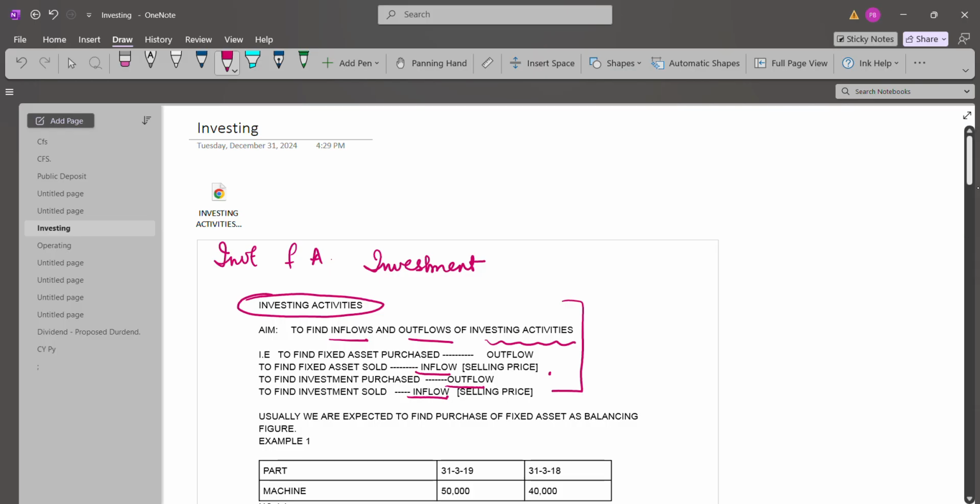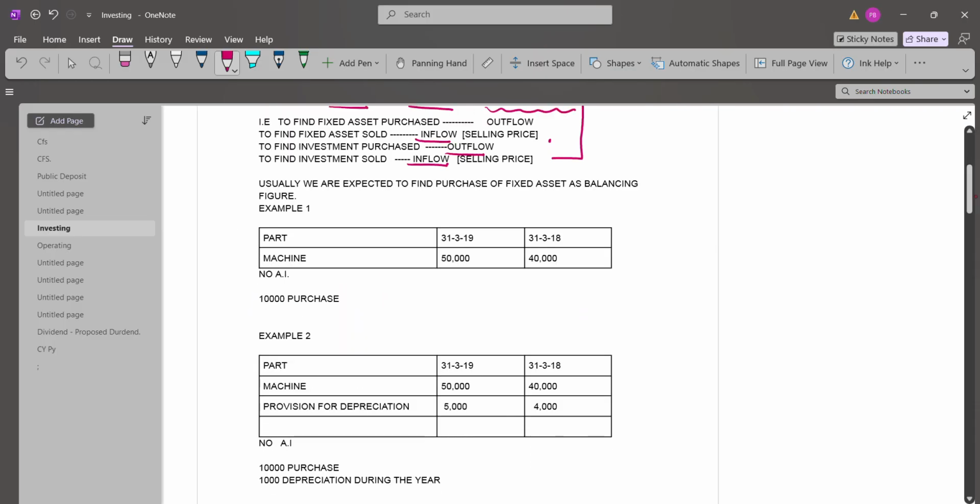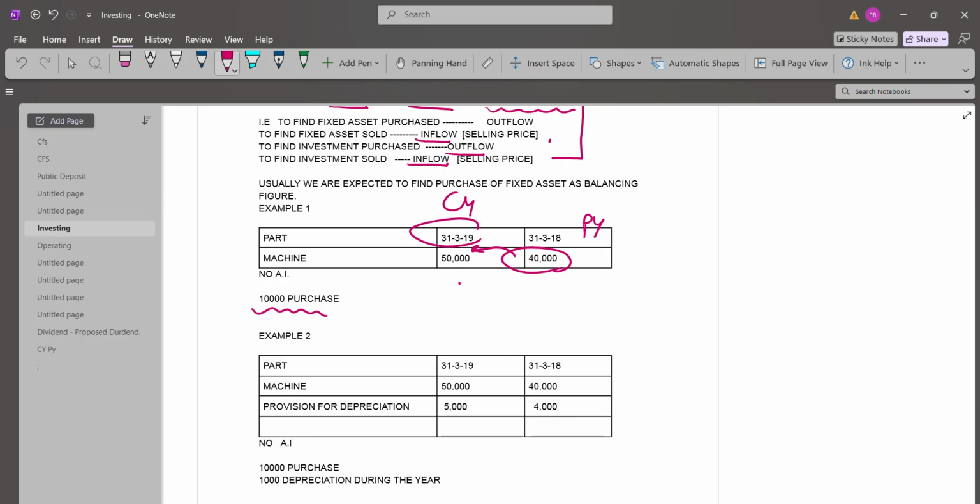Simply, if you are given a machine for 2 years, the data is given. In the previous year, it was 40,000, and in the current year, it turns out to be 50,000. So there is a purchase of 10,000. This is a normal situation. When you're purchasing, it leads to outflow. Outflow is written in brackets. So there is an outflow of 10,000 under investing activity. Very simple example. They can add points to it.